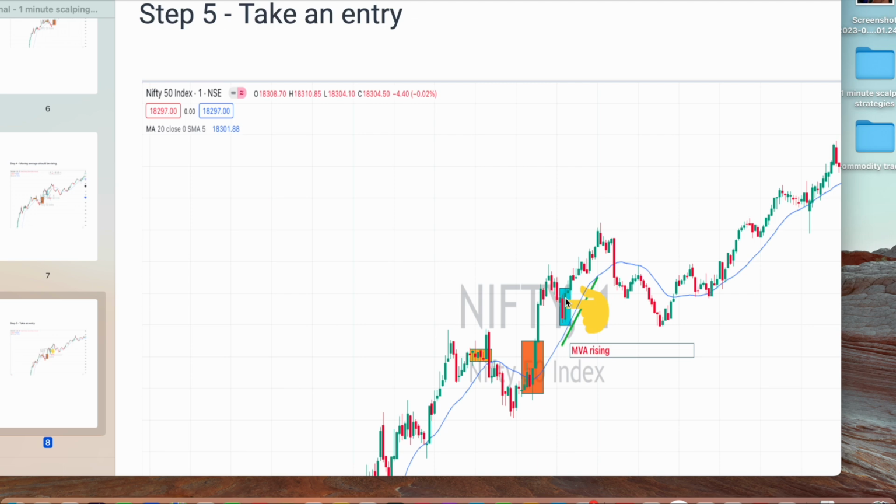We can take our entry on the buy side, which means you can buy futures or you can buy options, right? So this is what the buy strategy is all about, right?